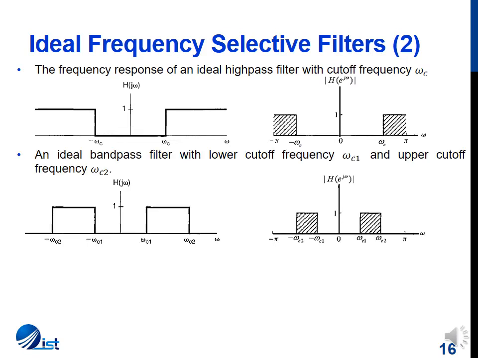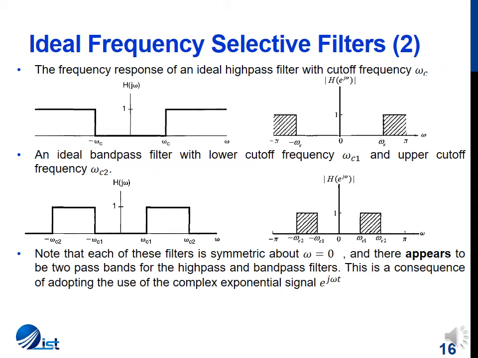For the bandpass filter, which is between two frequency bands, the frequency response exists between a band, so only this band is passed, and the rest of the frequencies are rejected. This is the situation for the discrete time case. We see that each of these filters is symmetric, and there appear to be two pass bands, and a novice would claim that this looks like two pass bands, but you know that these are not two pass bands; this is just one pass band if you see from 0 to pi.